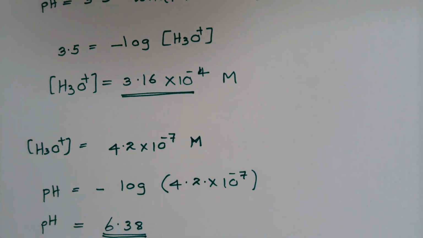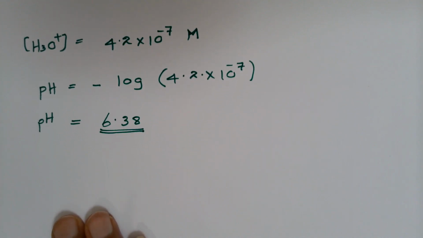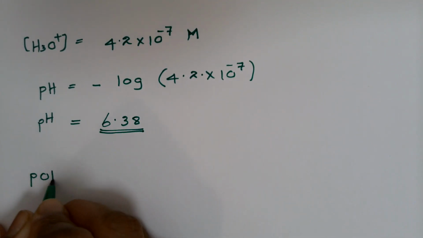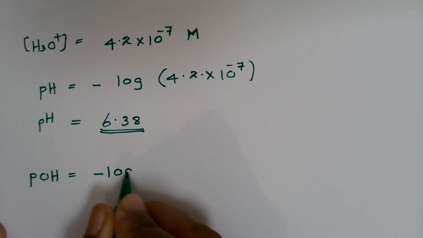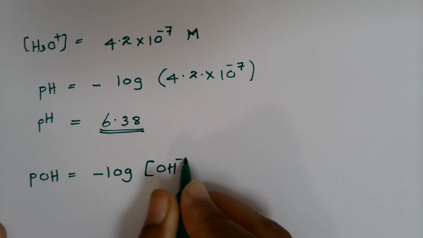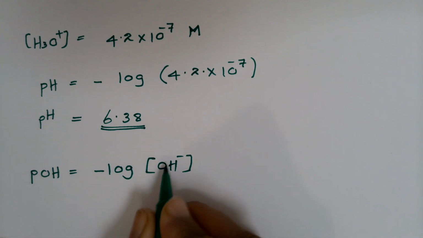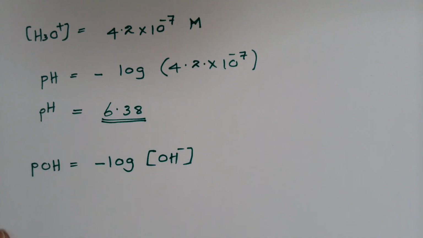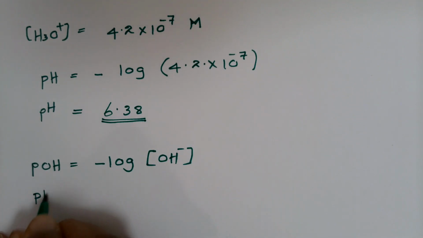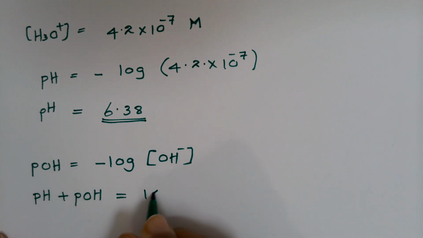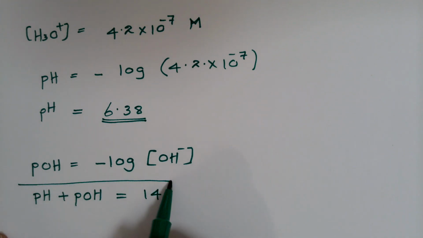Now let's talk about the OH- concentration. How can we calculate pOH? pOH, same as pH, is equal to negative log of the OH- concentration. So if you know the OH- concentration, you can easily calculate pOH. Now, if you know OH-, how can we calculate pH? There's another equation: pH plus pOH is equal to 14. The pH value plus the pOH value is equal to 14.